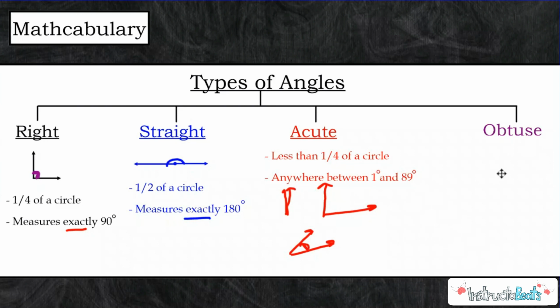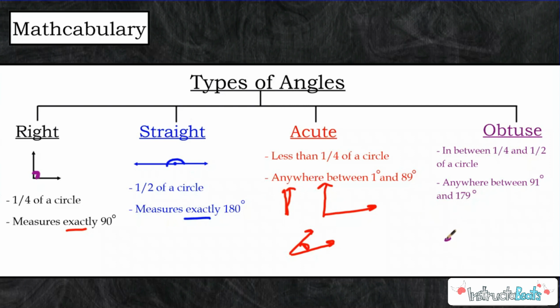Next up, we have an obtuse angle. Now, an obtuse angle is very big. That's why I talk like that. I don't know why. It's just the teacher in me, right? So that's in between 1/4 and 1/2 of a circle. So it's got to be bigger than 90 degrees, right? It's bigger than a right angle and less than a straight angle.